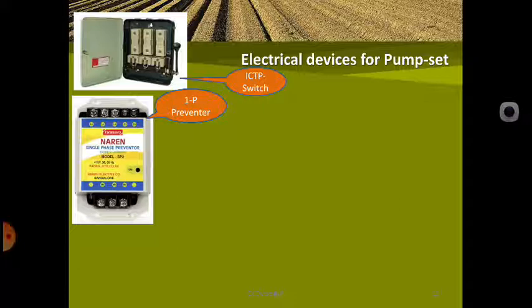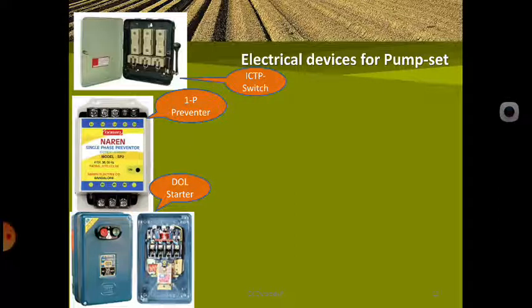So, they use this single phase preventer. That means the pump set will start only when the three-phase supply is available in the line. That means R phase is 440 volts at 0 degrees, Y phase is 440 volts at 120 degrees, and B phase is 440 volts at an angle of 240 degrees. That is, RYB displaced with a phase angle of 120 degrees should be there. At that condition, the motor has to run.